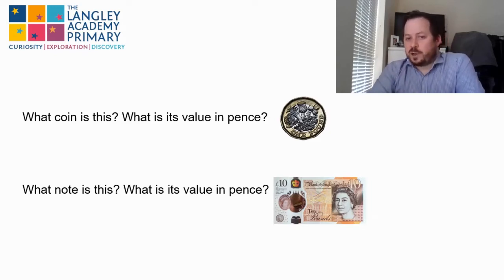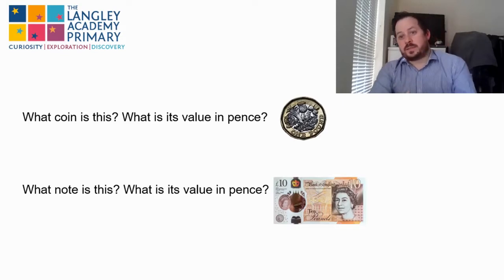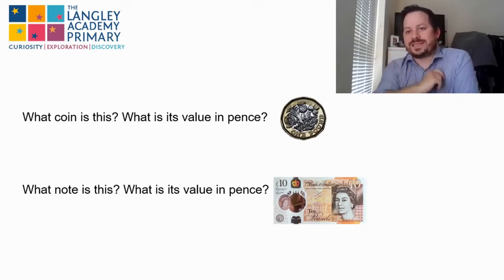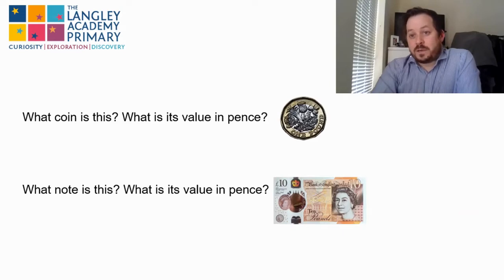Then it says, what is this note and what's the value of it in pence? So what we've got here is a £10 note, which means we have £10 coins worth in a note. So how we think about this in the value of pence, every one of those is 100. So what we have to do is times that 10 by 100. So we're moving it 2 spaces on a place value grid. So £10 is worth 1,000 pence.